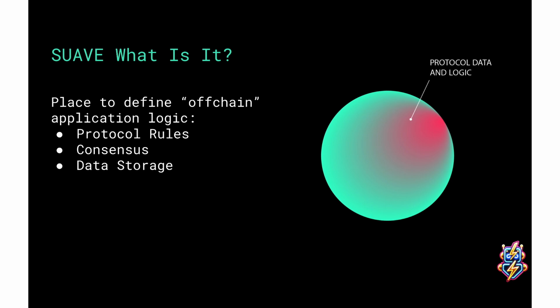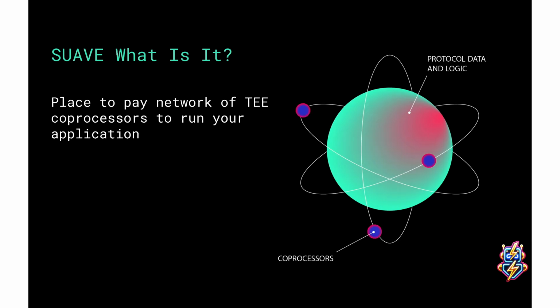The second point mentioned here is consensus. When your application is ready to move past a single node infrastructure, you can actually define consensus and have it run across multiple nodes. This gives you replication and removes a single point of failure. On the right, you can think of this ball as representing all protocol data and logic.